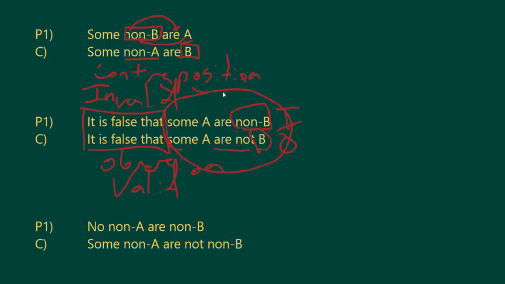In our last argument, it says no non-A are non-B. Therefore, some non-A are not non-B. Think about that for a moment and decide how you think they're related and whether it's a valid argument.